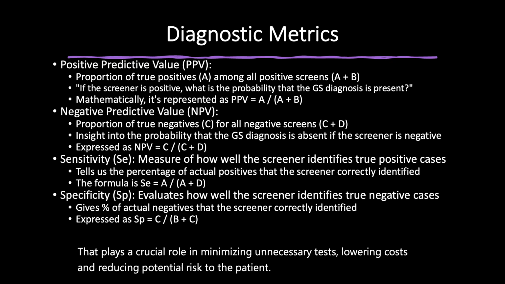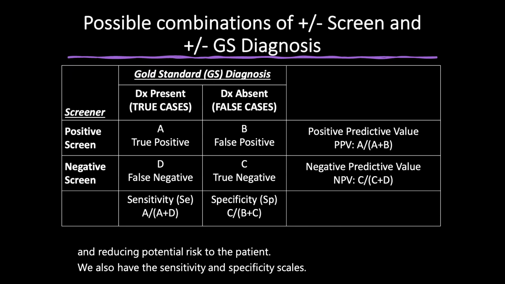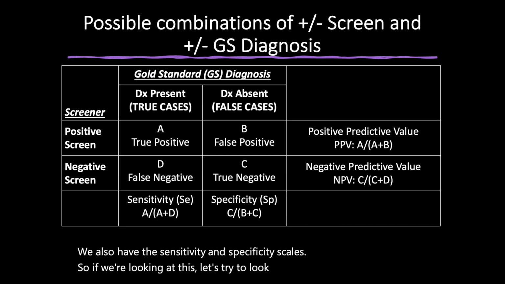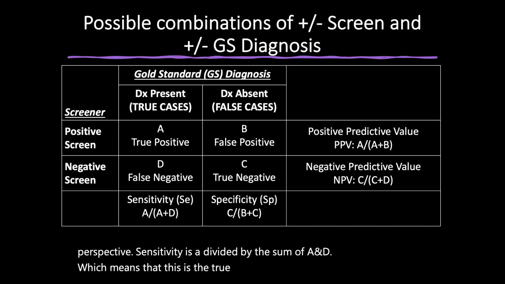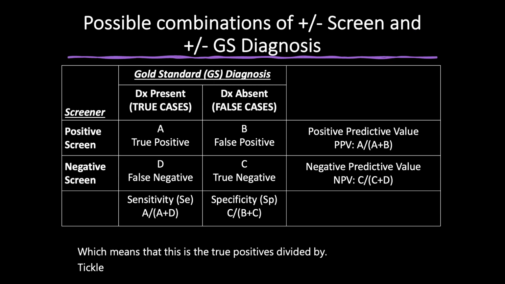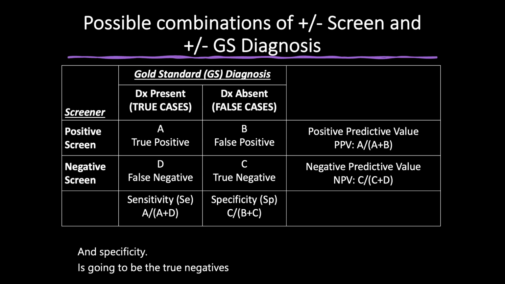We also have the sensitivity and specificity scales. So if we're looking at this, let's try to look at this from a column perspective. Sensitivity is A divided by the sum of A and D, which means that this is the true positives divided by the gold standard true cases. And specificity is going to be the true negatives divided by the false cases.